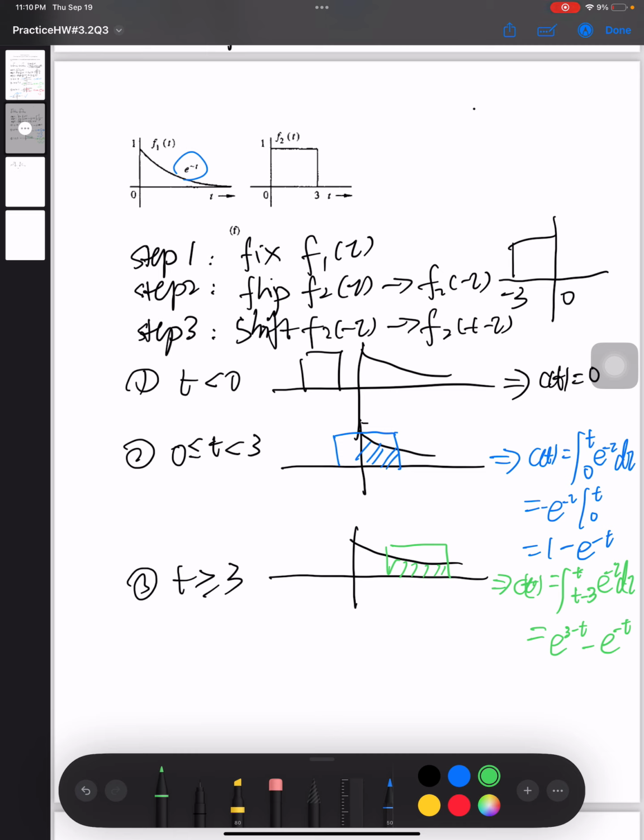So we plot these 3 situations, and we can get something like 0, 0, 3. This integral is 3, and then like this, and then it's going to be like this. So this is the second question.